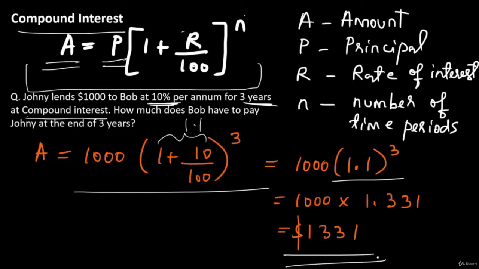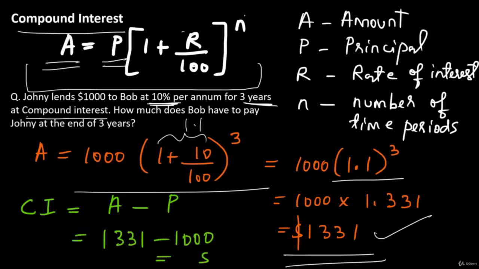Again, for calculation purposes, I would always advise that you treat it as successive percentage change. All right, so the amount after 3 years is $1331. If you want to find the compound interest, you have to find the difference between the amount and the principal, which is 1331 minus 1000, which is equal to $331. So that's the compound interest.